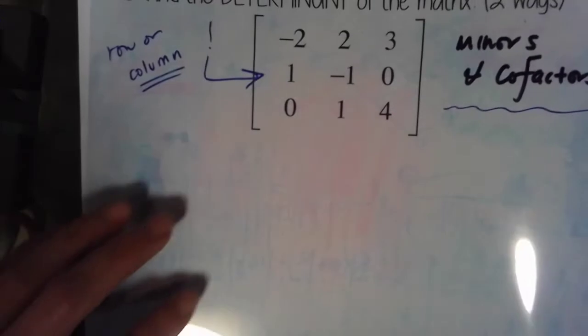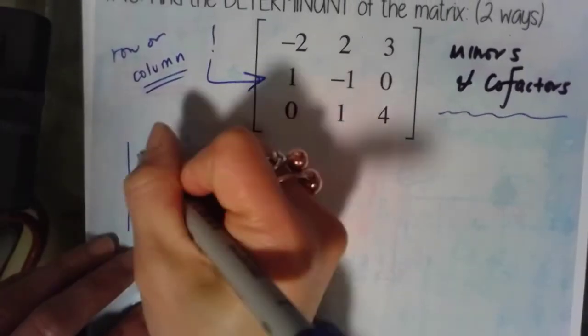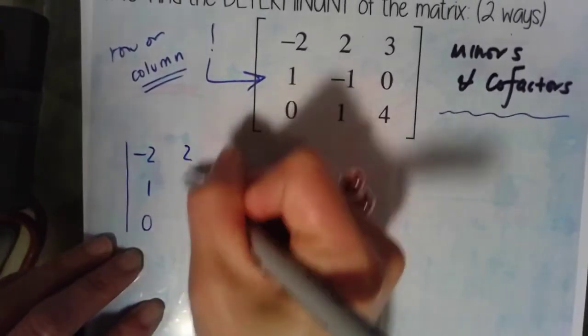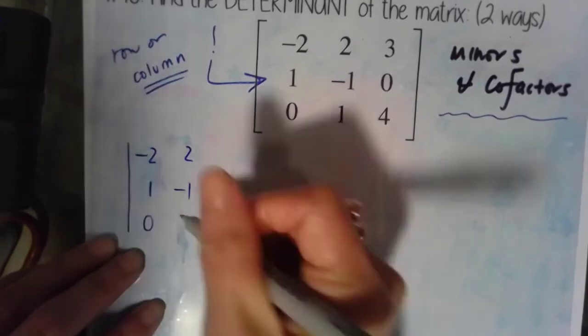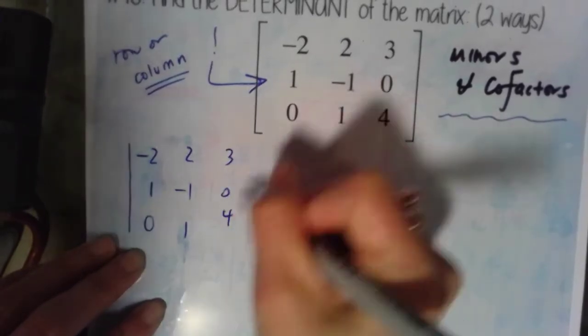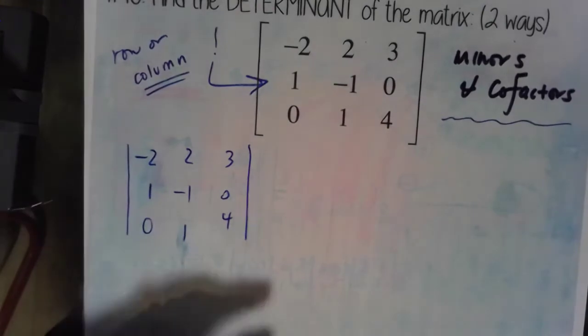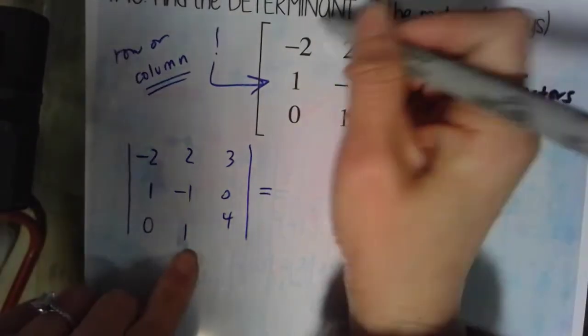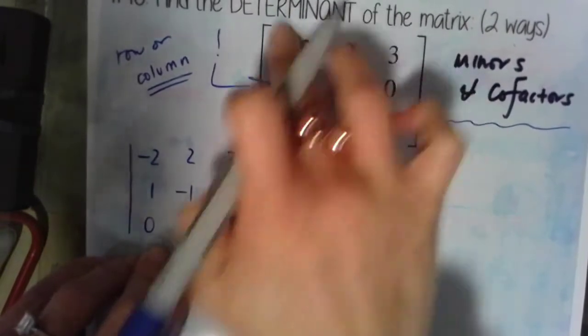Let's do that. We're looking for the determinant of this 3 by 3 matrix. Oh, sorry, that should be a 1 and 3, 0, 4. All right? Now, remember, minors and cofactors. That means this guy, I didn't choose this guy, right? I didn't choose this guy.